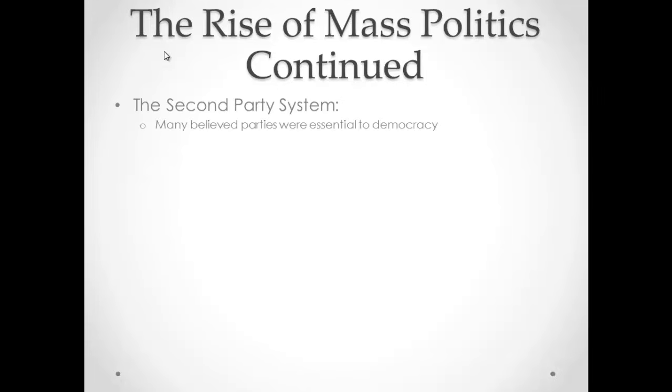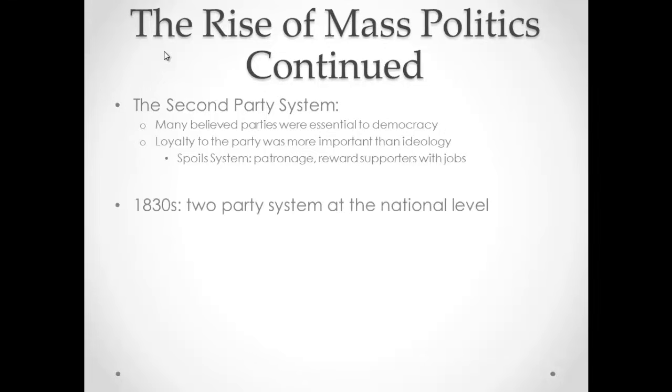All right, the second party system begins to develop during this time, and many people believed parties were essential to democracy. Loyalty to the party was more important than ideology, and you see this especially during Andrew Jackson's time period. So people had to be loyal to a party. And one way he encouraged this loyalty was through the spoils system, which is patronage or rewarding supporters with jobs. So everybody who campaigned on behalf of Andrew Jackson or helped him out in becoming president, he would give them a federal job for it.